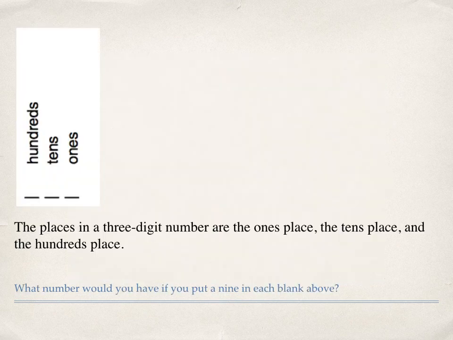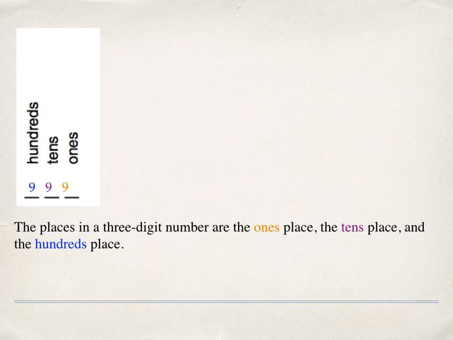So you know about place value. You know that the places in a 3-digit number are the ones place, the tens place, and the hundreds place. What number would you have if you put a 9 in each blank above? If you said 999, you are right. There's a 9 in the ones place. There's a 9 in the tens place. And there's a 9 in the hundreds place.